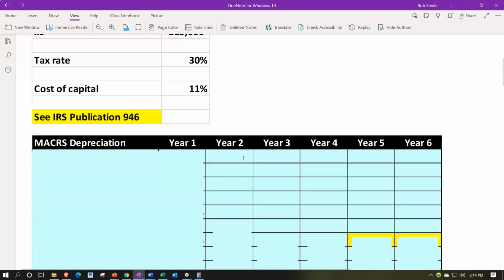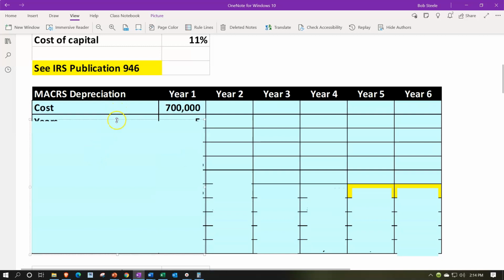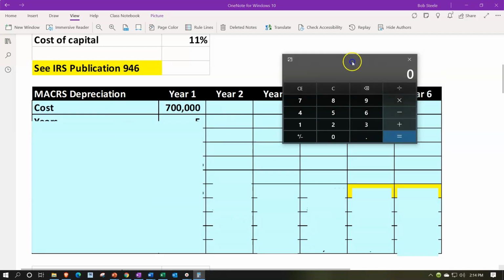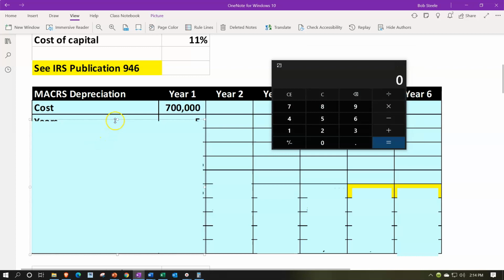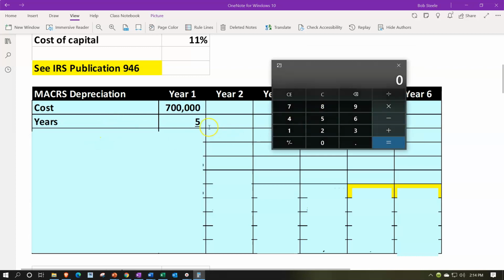All right, let's do it. We're going to do the MACRS depreciation. We're going to say the cost is the $700,000. That's how much cash we're putting down. We don't necessarily have to put cash down for it to be depreciated, but we're assuming in our practice problem we already paid the cash, but now we have to deduct it in accordance with the depreciation laws.